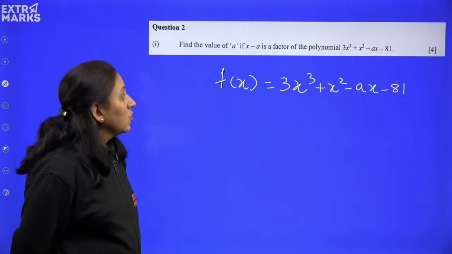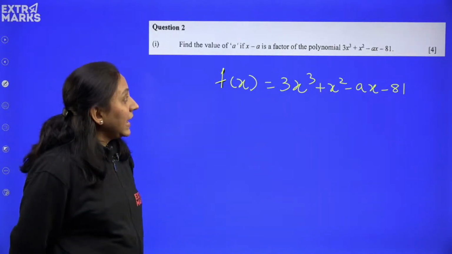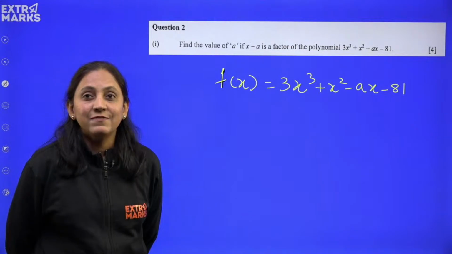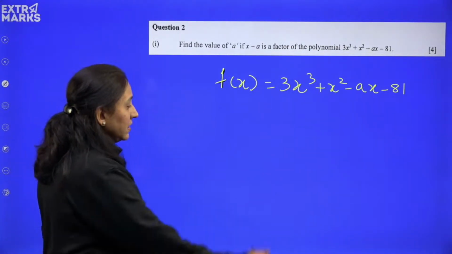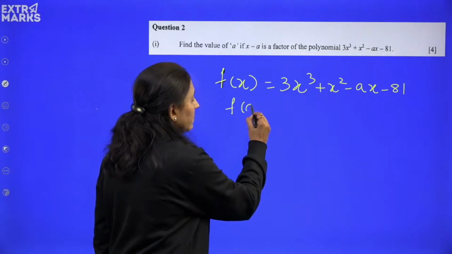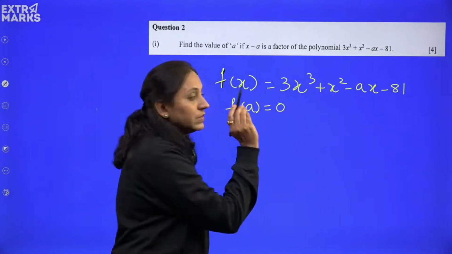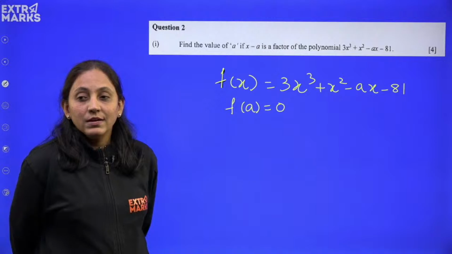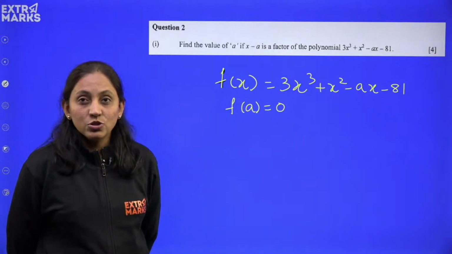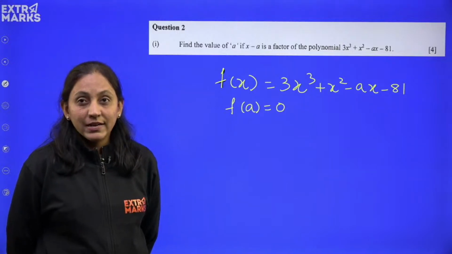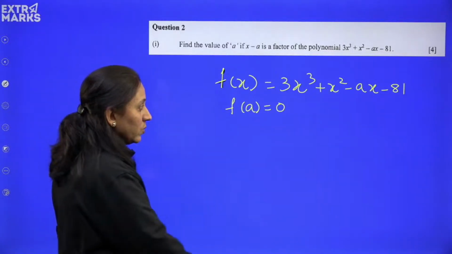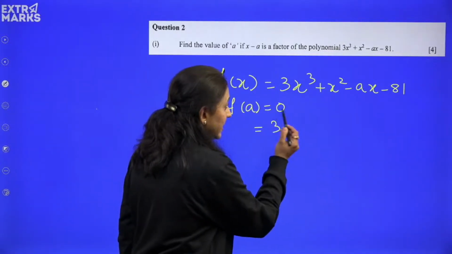Okay, so find the value of a if x minus a is a factor. If they say that x minus a is a factor of the polynomial, then f of a should be equal to 0. So in the place of x, if I substitute a, then I should get the value of the polynomial as 0, right? So let us substitute now.